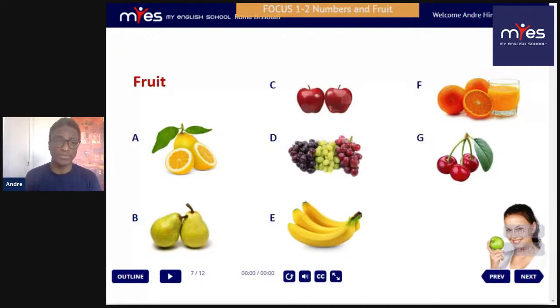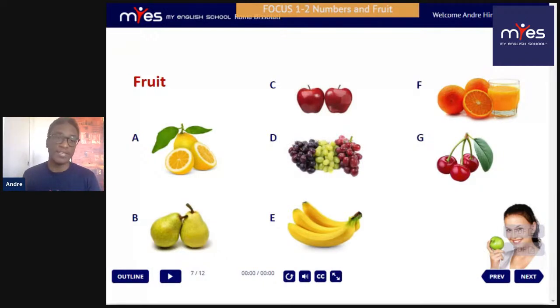And D, remember the plural. There are not a few, there are many. So we can't count all of them. So what do we say? We say some grapes. Some grapes. Exactly, Larissa. There are pears. There are 2 pears.